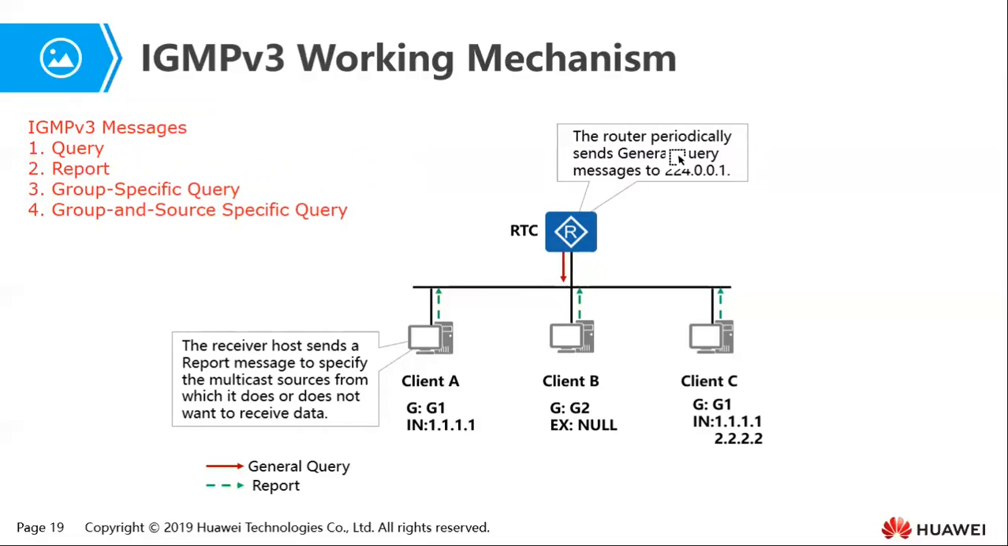So router periodically sends general query messages. General query messages is this number 1 here, so that people can request to join the group. So the receiver host sends a report message to specify the multicast sources from which it does or does not want to receive data. So it specifies the multicast source.